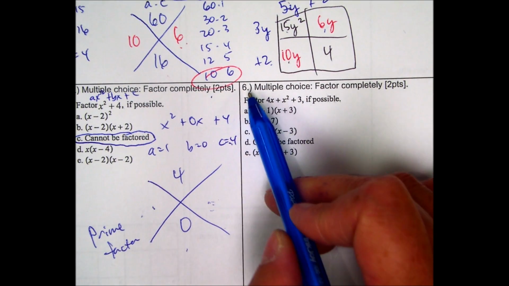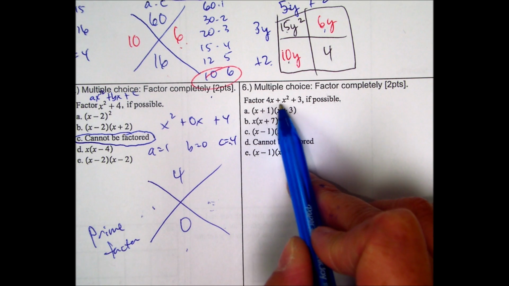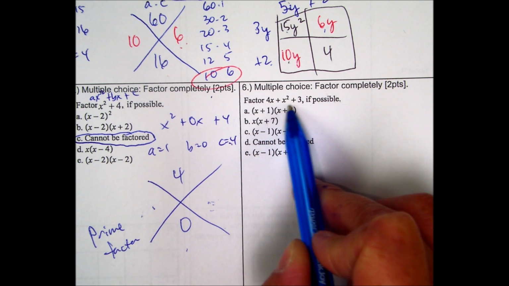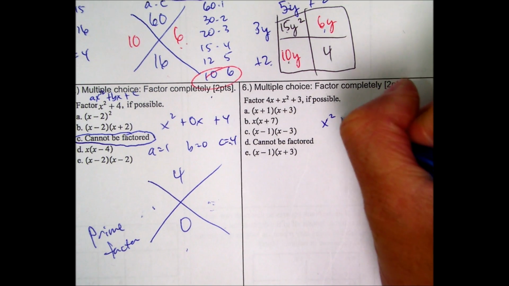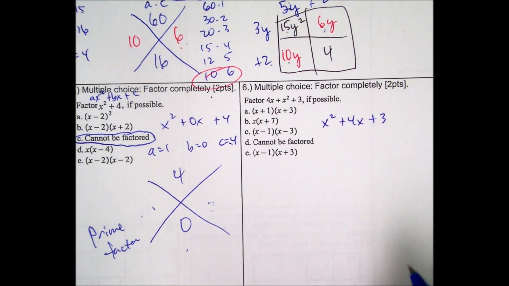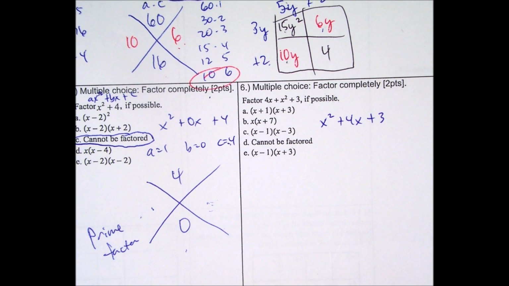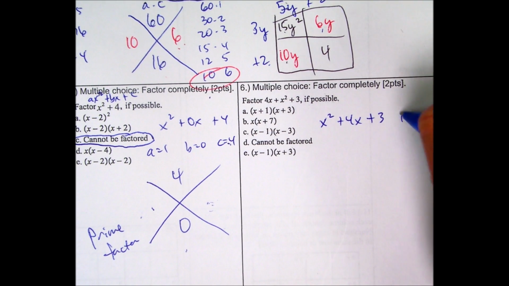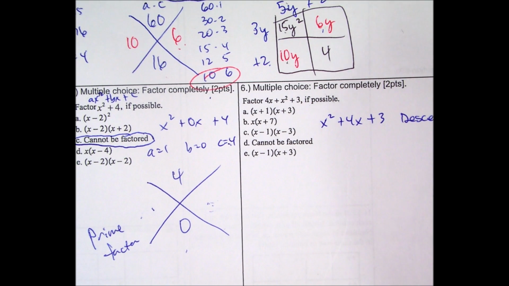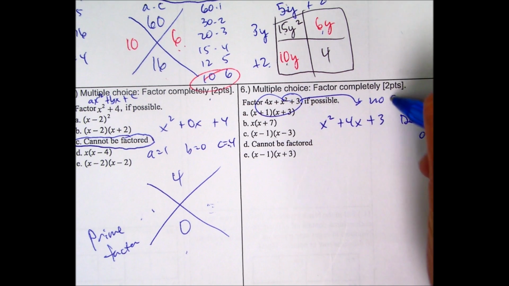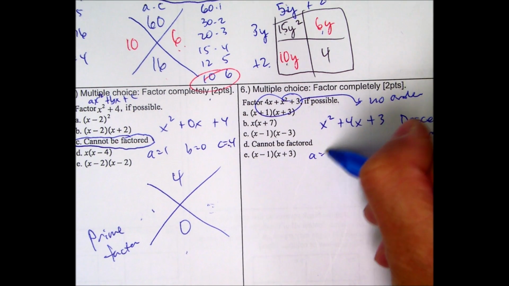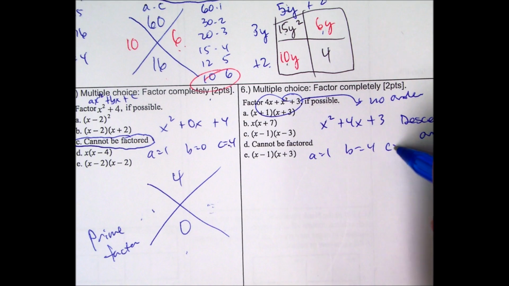All right. For question number 6, you should notice that this problem here is not in descending order. So you have to write in descending order, x squared plus 4x plus 3. Right? And because now it has a descending order, you always have to get in descending order. So this one had no order. Now my a value is 1, b value is 4, and c is 3.